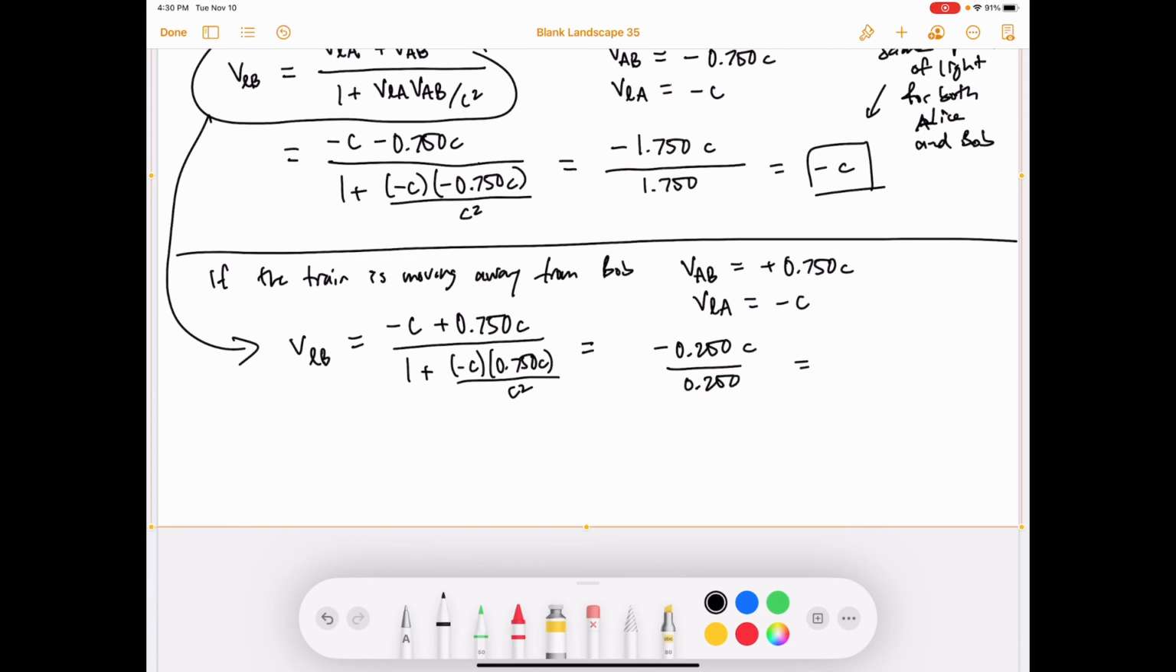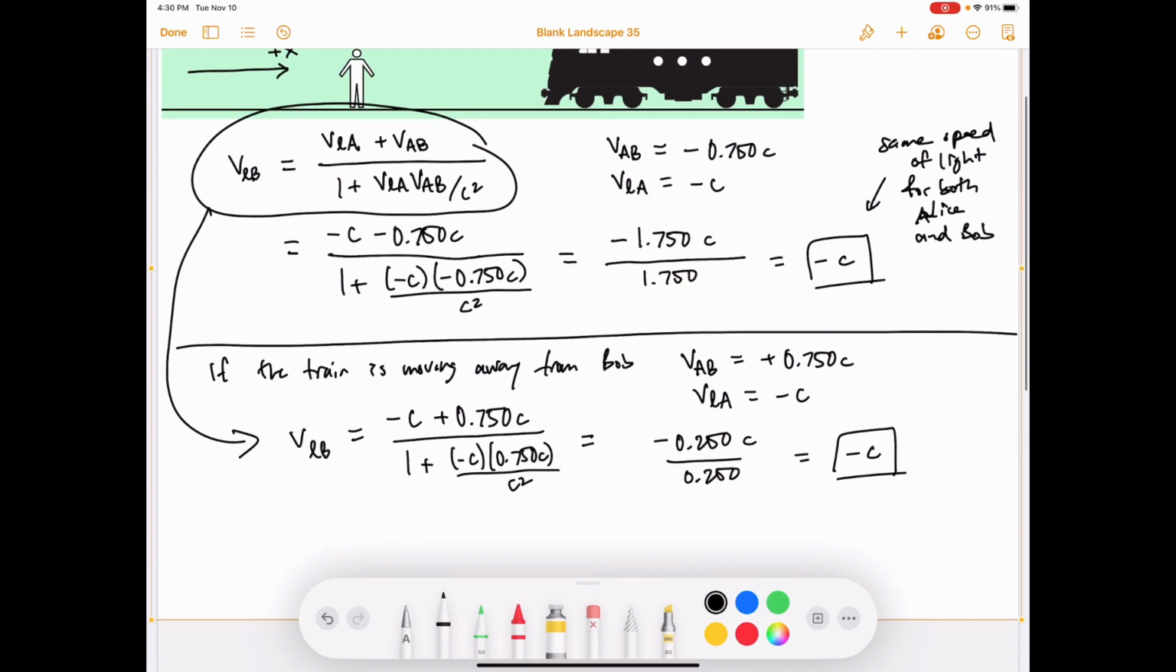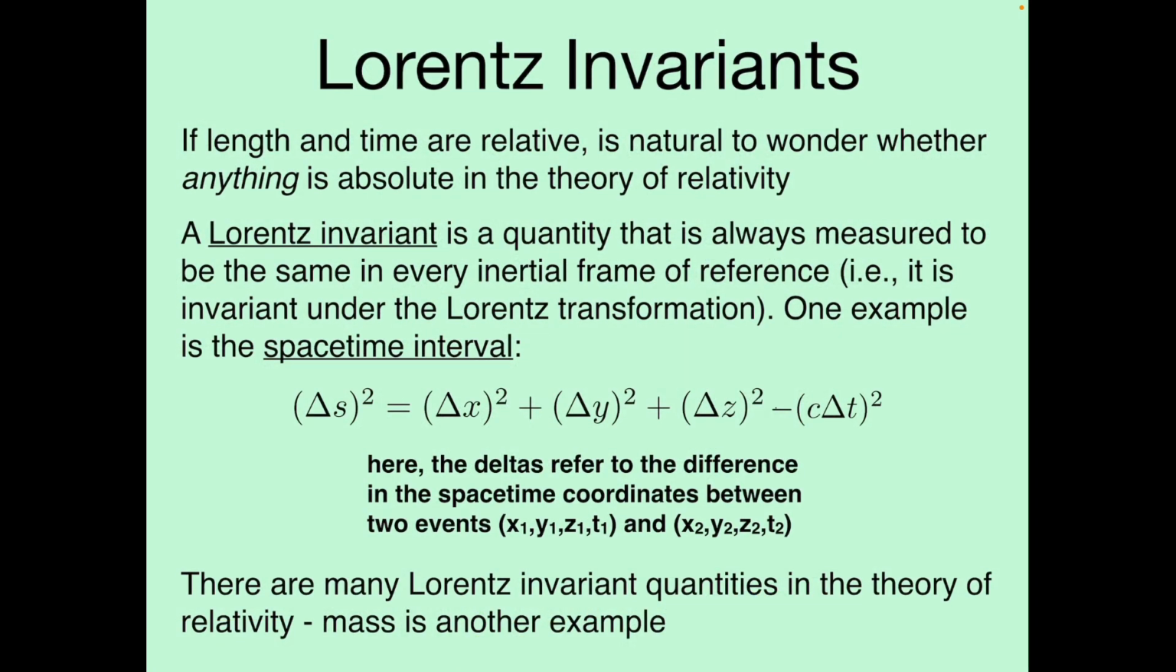So it's still the case that the light beam is going to the left at speed c. So these relativistic velocity transformations work out so that a light beam, no matter what frame of reference it's observed in, is moving at speed c. That's what we see here.